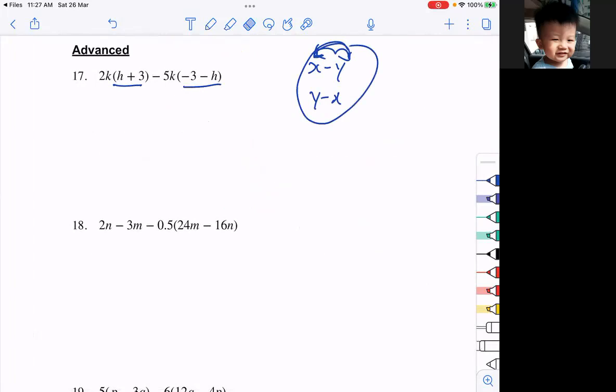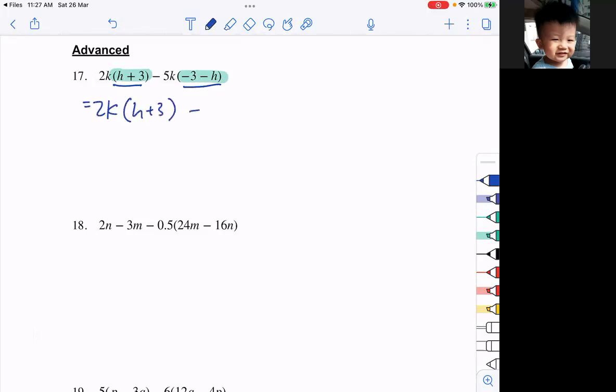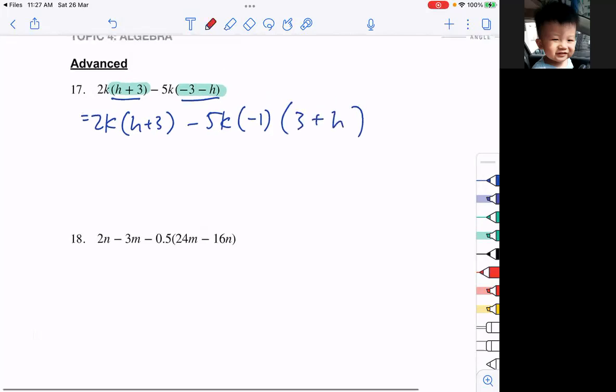What we are supposed to do is you must notice that these two are already kind of the same, but the second guy is the negative version of the first guy. So what you want to do is you factorize the negative. You can copy. You imagine you factorize a negative one out. So you get 3 plus h already. So this is the key step. You're factorizing out a negative one.